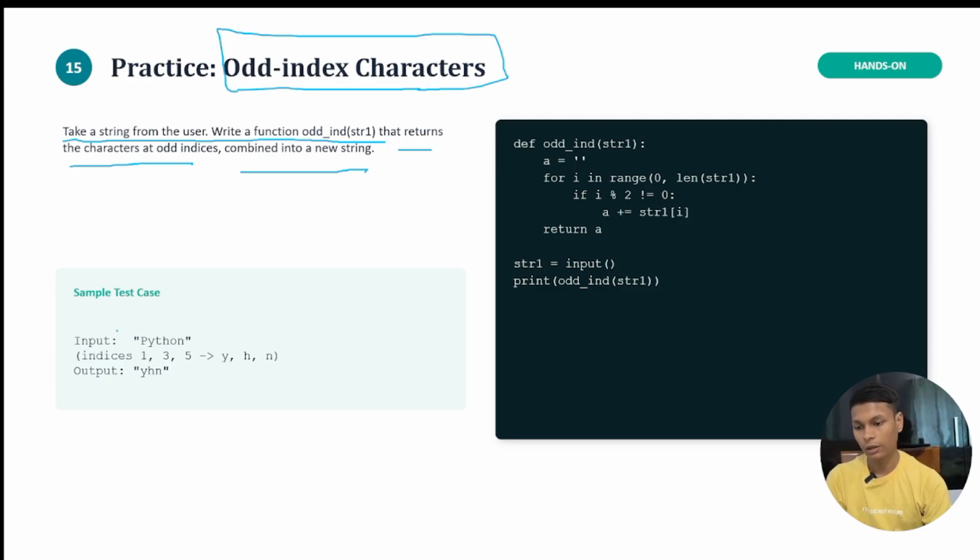Done. So the same sample was there. For even, we are printing t, and the output was p, t and o. For odd, it gives you y, h and n. Here you can see that all three are at odd indexes. Okay, so the same simple code was also there.